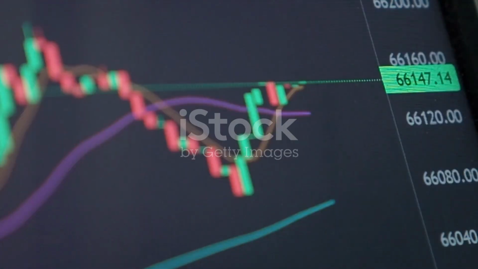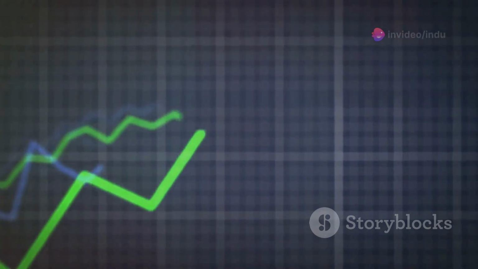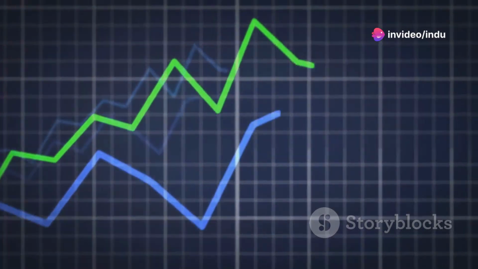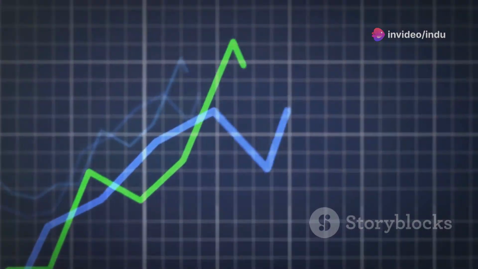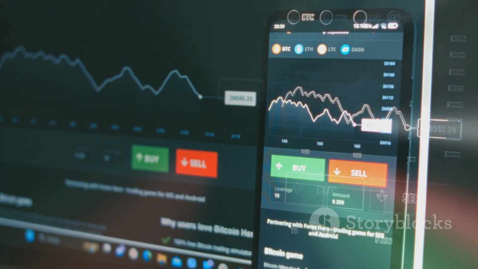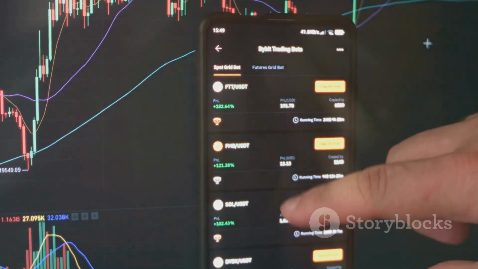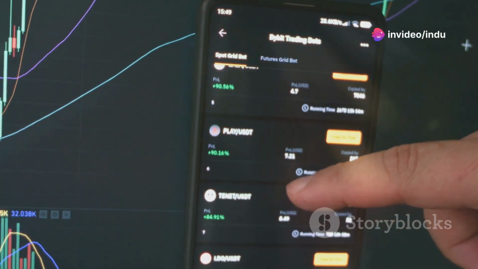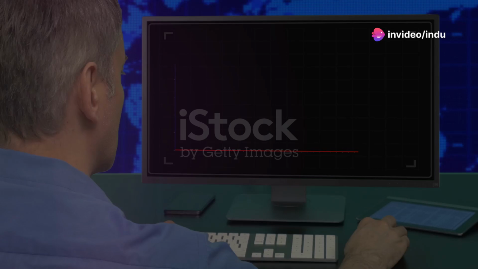The exponential moving average, or EMA, is a type of moving average that gives more weight to recent price action compared to the simple moving average, or SMA. This makes it faster to react to price changes. Today we're focusing on the 20 EMA, one of the most widely used indicators for short-term trading.